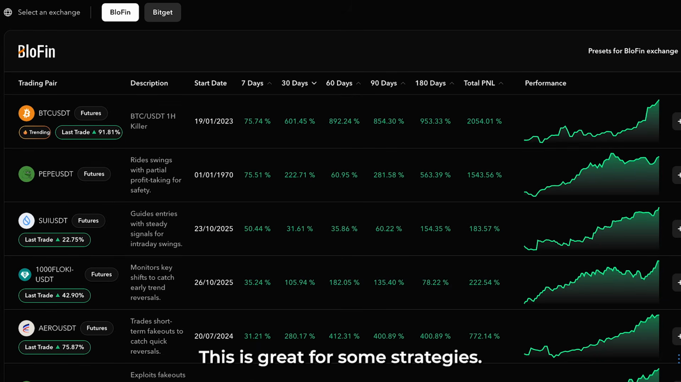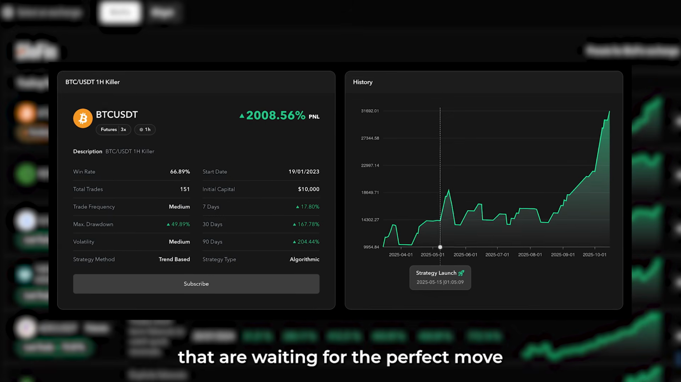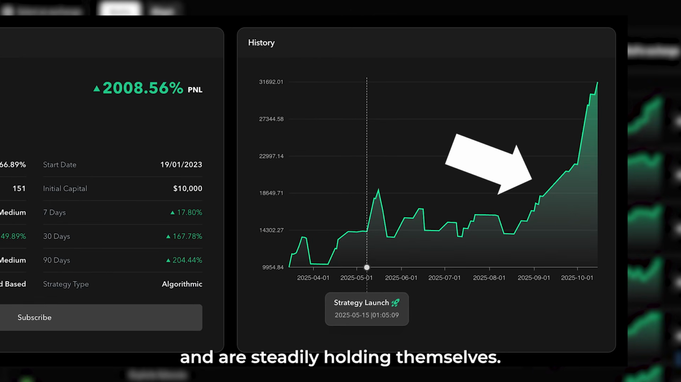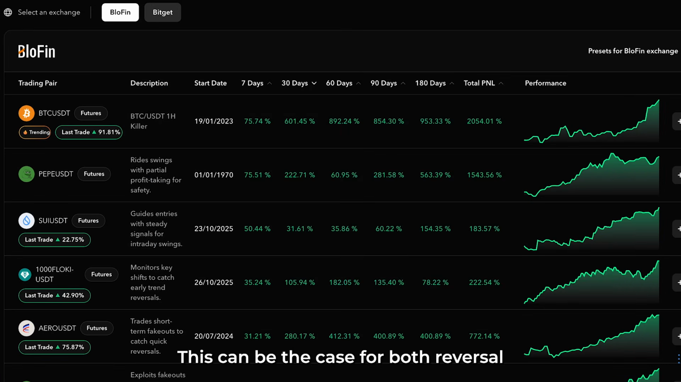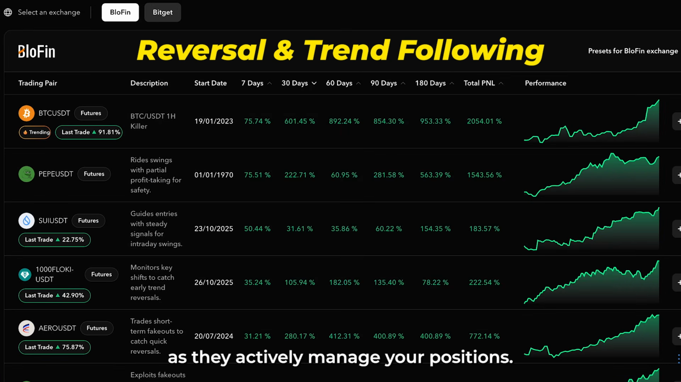For some strategies, by design, you might see the equity curve range and go sideways for a duration. They might be strategies that are waiting for the perfect move and are steadily holding themselves. This can be the case for both reversal and trend following strategies, as they actively manage your positions.